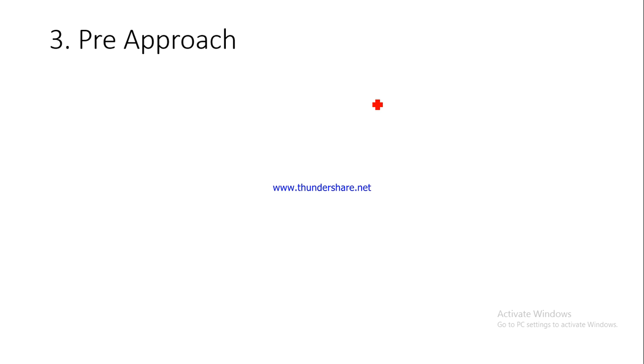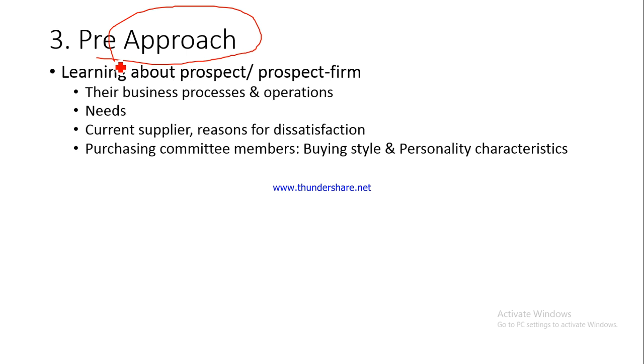In pre-approach, that is the step 3, what are you going to do? You are going to decide how to approach these hot prospects. Please understand that you are yet to approach, so you are not interacting with them in this particular stage. You are only planning for this interaction which would come in the next stage, right? So you are not interacting with them, you are just planning your interaction with these prospects. So what do you do here?